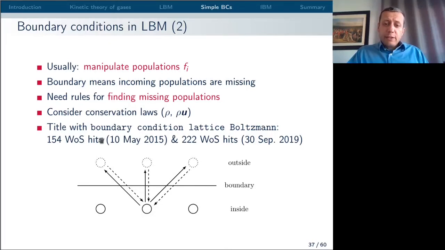As a fun fact, just to look how many different boundary conditions there are, if you use the Web of Science and you search for boundary condition Lattice Boltzmann in the title, then about 5 years ago I found 154 hits. Last year I found 222, and this year I haven't checked, but it will be more. So you can see that there's a relatively large number of papers in the literature where people look at boundary conditions in Lattice Boltzmann, right?